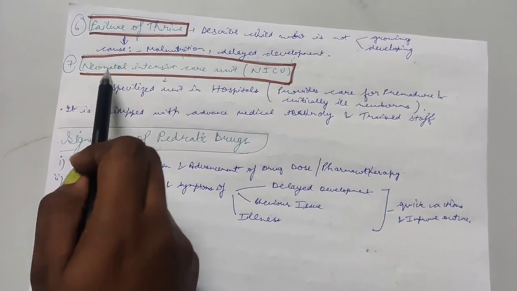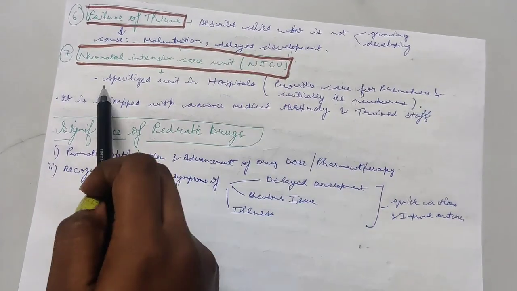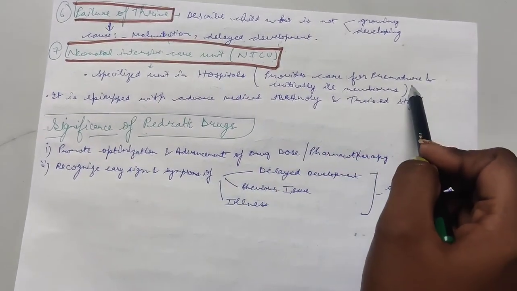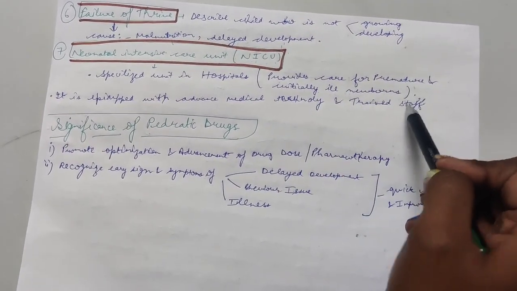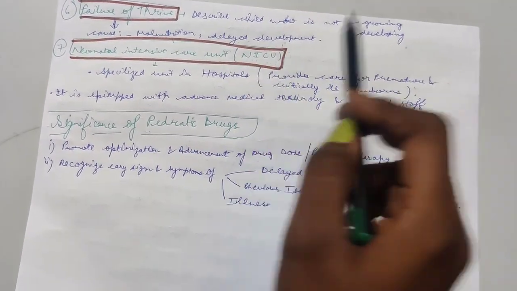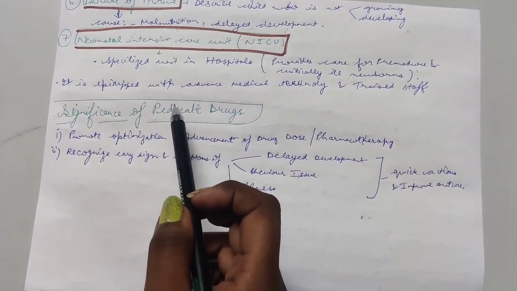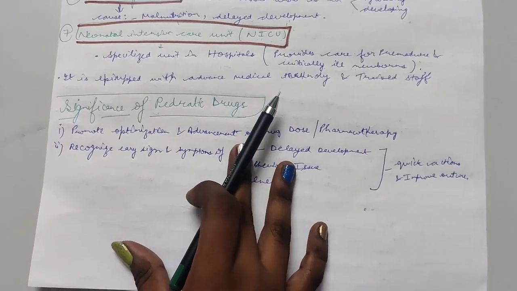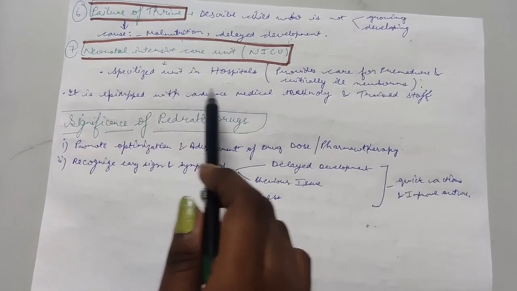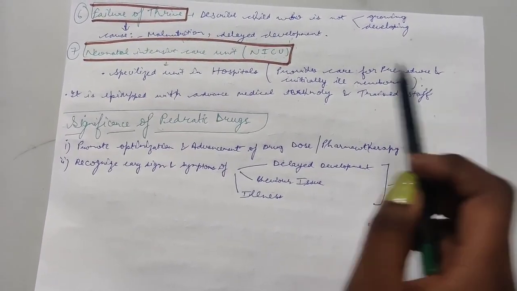Seventh, that is neonatal intensive care unit. It is NICU. It is a specialized unit in the hospital that provides care for premature and critically ill newborns. When a newborn baby is born, it is kept in the NICU. Here, the nurses and healthcare providers work to give the right treatment. It is equipped with advanced medical technology and the staff here is very well trained.